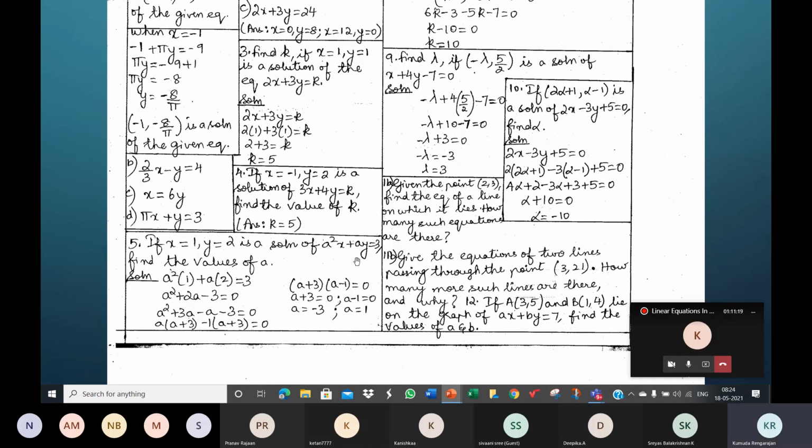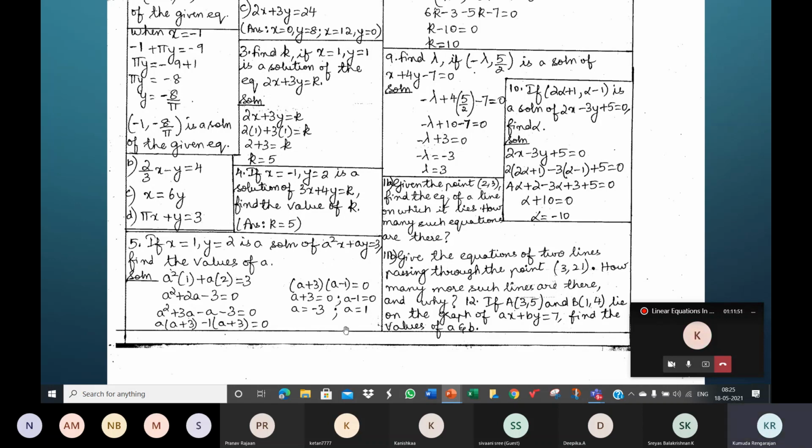So a can be minus 3 or a can be 1. We get two different equations, children. When a takes the value minus 3, we get an equation. When a takes the value 1, we get a different equation. That is, the coefficients of x and y are different in these two cases. Both the equations will be different, but this 1, 2 is a solution to both the equations. That's what it means. This point 1, 2 will lie on both the lines.